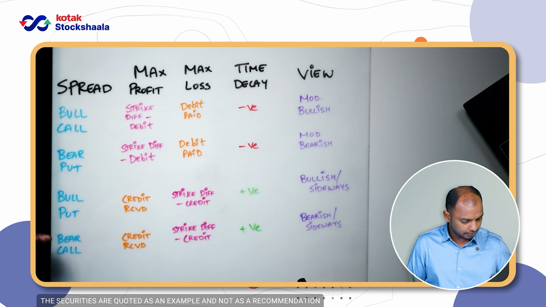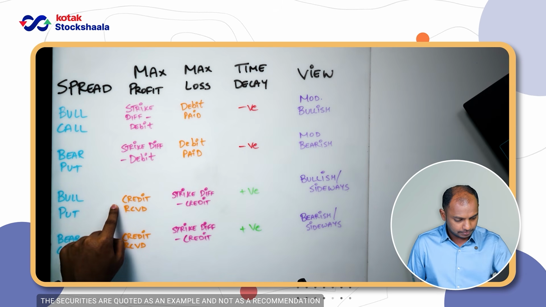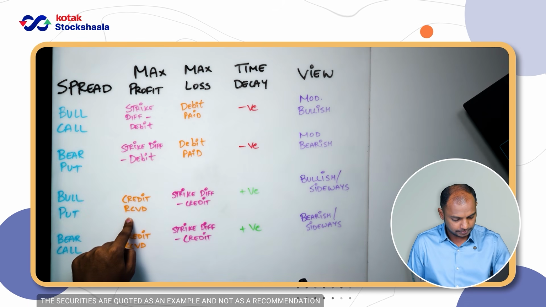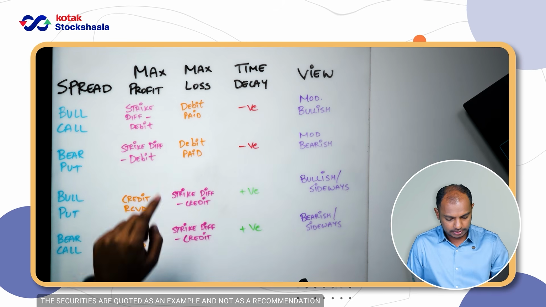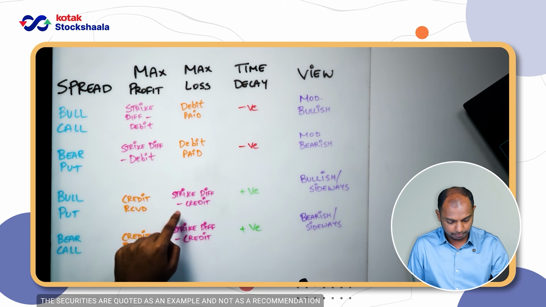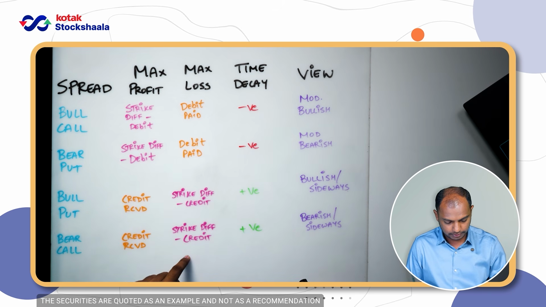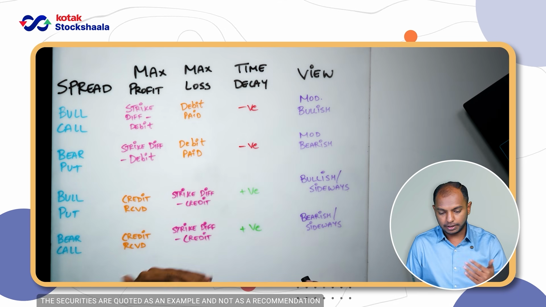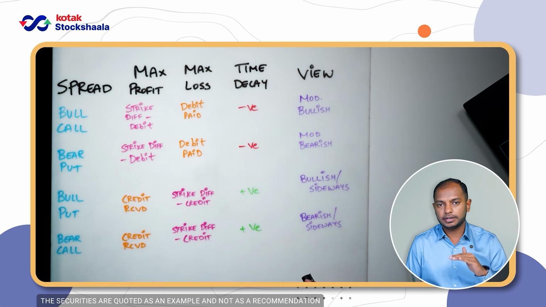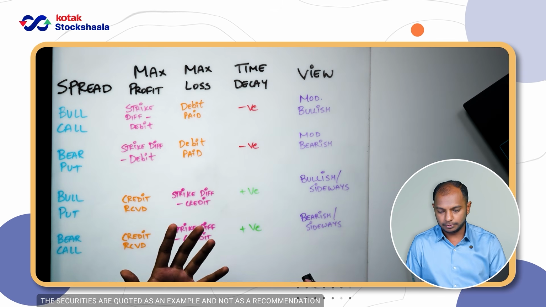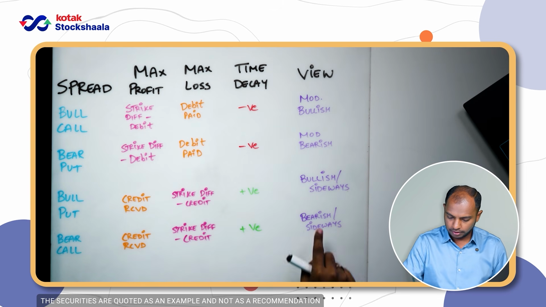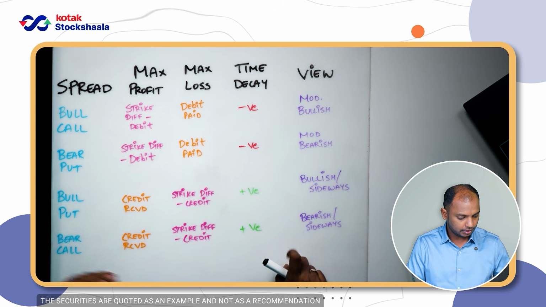So starting with bull put and bear call, both of them have maximum profit, which is the extent of the credit received. And the maximum loss is nothing but the strike difference minus credit, which is the same for both of them. Time decay is positive, which means with time, if the market is in your direction or if the market is range bound, you're going to make more and more money.